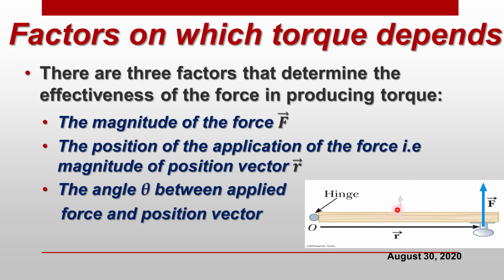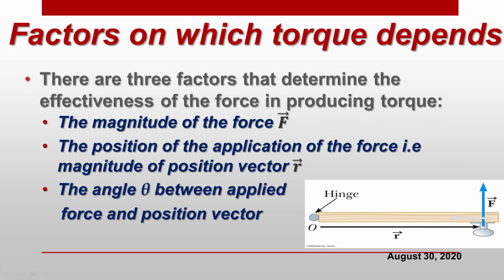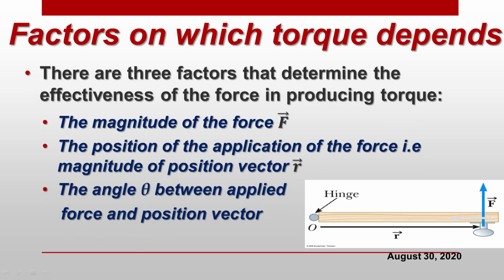You can see over here that if this force is applied over here, it will produce greater torque. And if the same force is applied at this point, now r is decreased, then what will happen? It will produce lesser torque. And if it is applied parallel to the position vector r, then there will be no torque. So that was about the factors on which torque depends. You have to learn all these three factors.